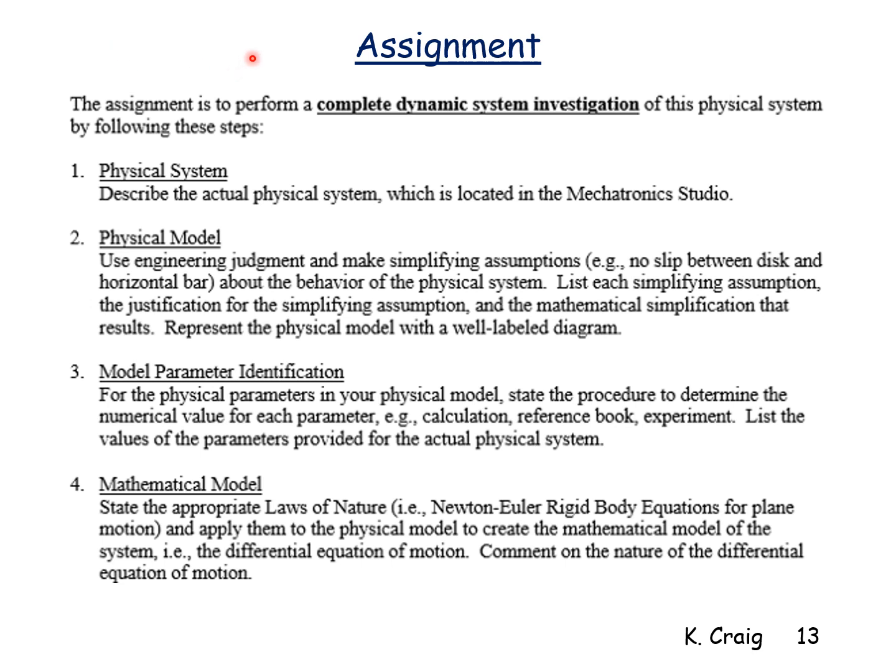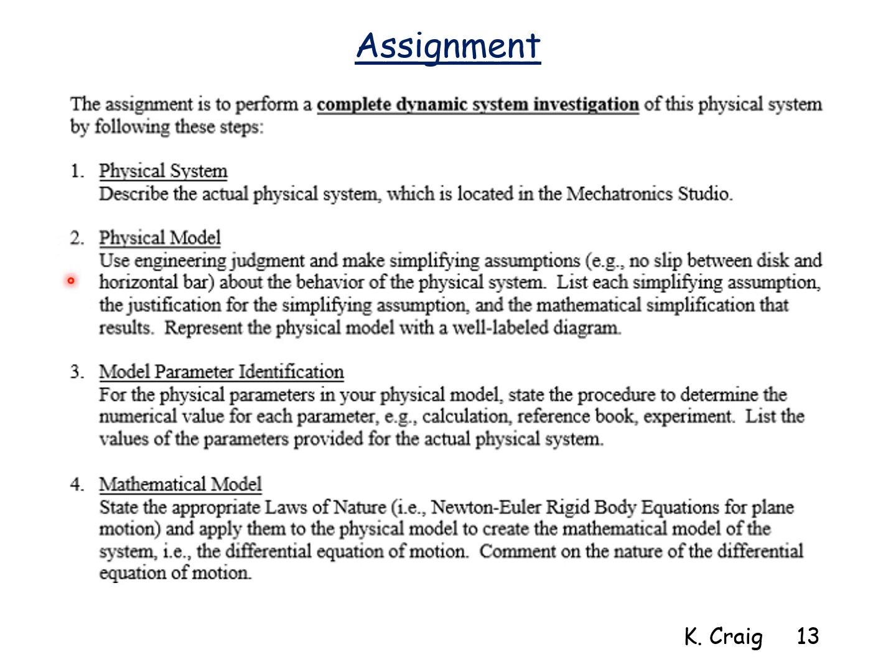So with that introductory information, here is your formal assignment. Perform a complete dynamic system investigation of this physical system following the following steps. Describe the actual physical system which is located in the mechatronics studio. The physical system exists. I actually have it in my office for you to observe.